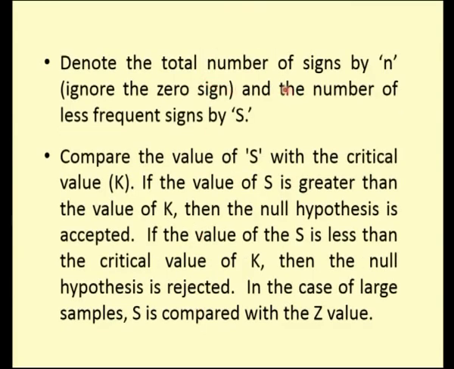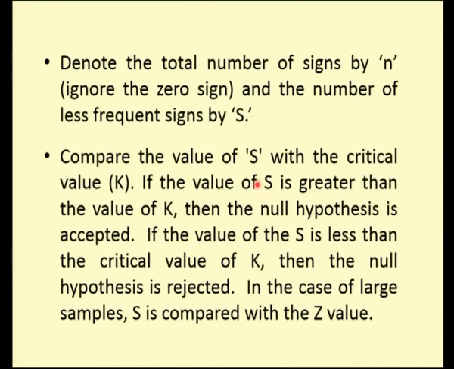Denote the total number of signs by n. That is, while doing it, you ignore the 0 sign. Suppose there are 10 observations, of which 2 have the same value as the mean, then 8 will be your number of signs, and denote the number of less frequent signs by S.